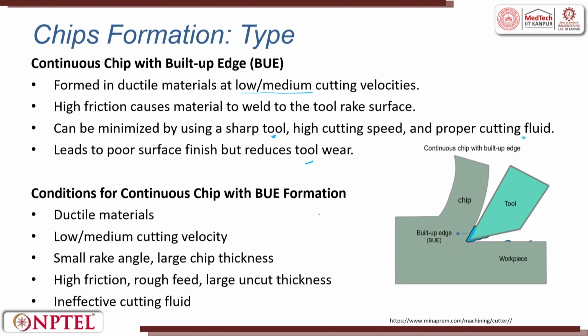So, the conditions for continuous chip with built up edge are: ductile material, low to medium cutting velocities, smaller rake angle, larger chip thickness, high friction and ineffective cutting fluid. All these things lead to a continuous chip with built up edge.